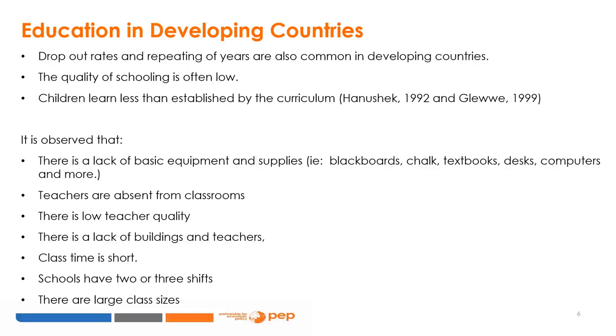Dropout rates and repeating years are common. There is a lack of basic equipment and supplies in many schools, such as blackboards, chalk, textbooks, desks, computers, and more. Often teachers are absent from classrooms and many students learn a lot less than what is established in the curriculum. Due to a lack of buildings and teachers, schools have ended up adopting large class sizes or shifts, sometimes morning, afternoon, and night, resulting in students having shorter class time.